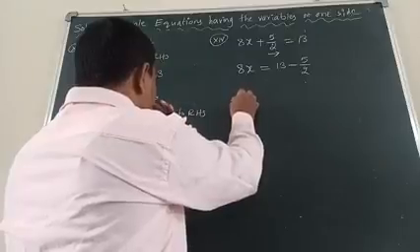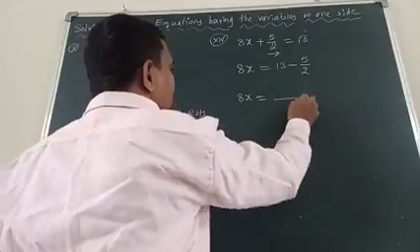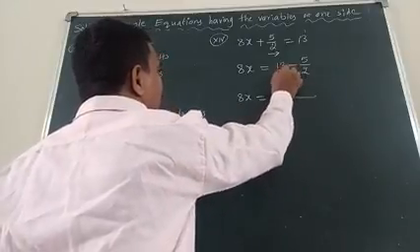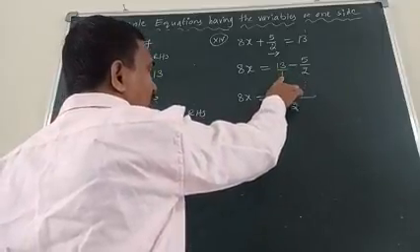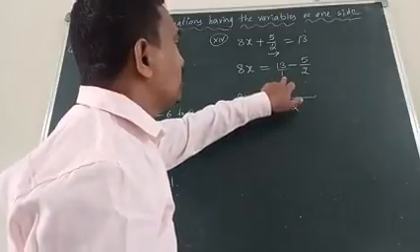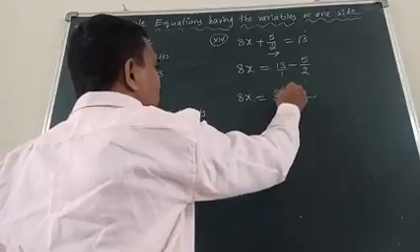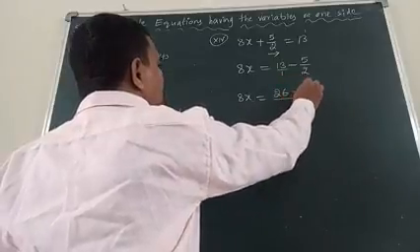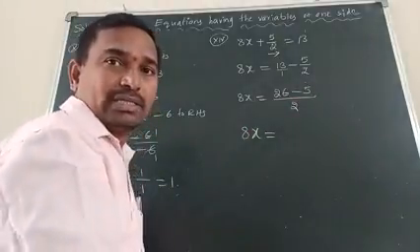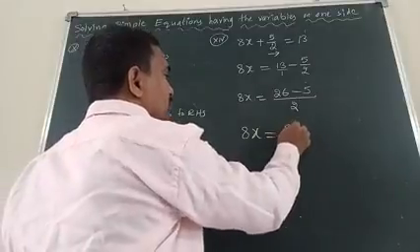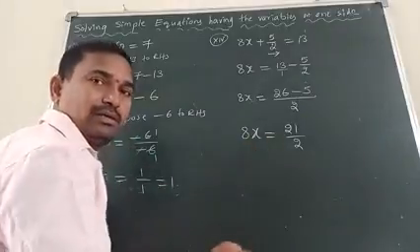Now here, 13 minus 5 by 2. So take the LCM. What is the LCM? 13 means 13 by 1. For 1 comma 2, the LCM is 2. Here the denominator is 1. How can you get 2? By multiplying 2 for the numerator and denominator. So 13 2s are 26, 2 1s are 2, minus 5. So that is 8x equal to 26 minus 5. What is 26 minus 5? 21. So 21 by 2.